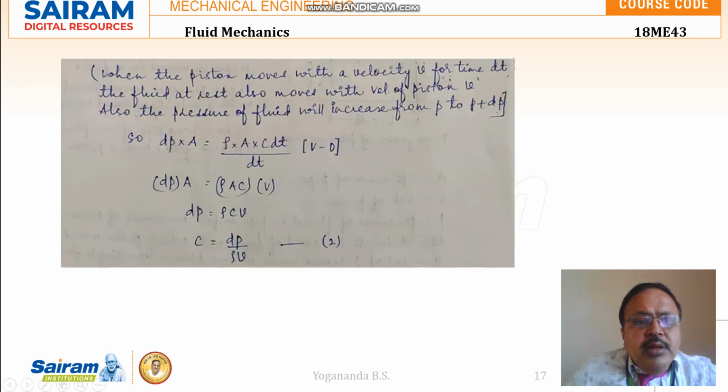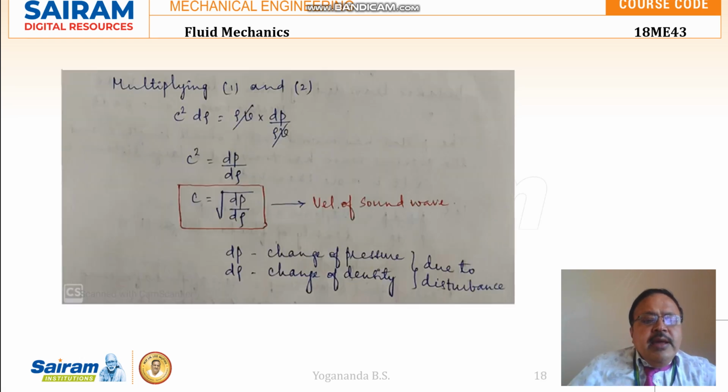On simplification, we get c is equal to dP by rho v. Multiplying the two equations 1 and 2, we get c square as dP by d rho, and c is the square root of dP by d rho. That is the velocity of sound wave equation. Thank you, friends.